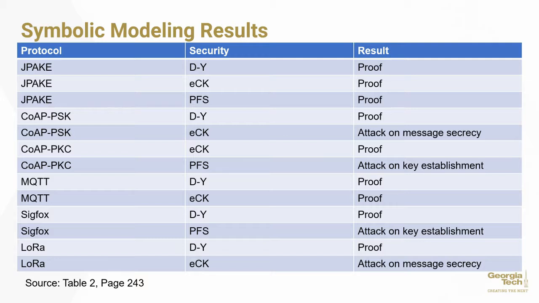Starting at the top and working down, we can see that JPEG was proven secure under all 3 models. The CoAP protocol with a pre-shared key compromised message secrecy under the ECK model, and in public key cryptography, compromised key establishment under perfect forward security. MQTT was proven secure under the ECK model, Sigfox compromised key establishment under perfect forward security, and LoRa compromised message secrecy under the ECK model.